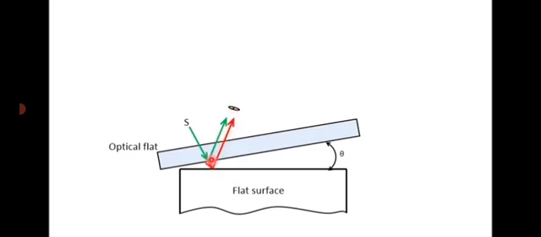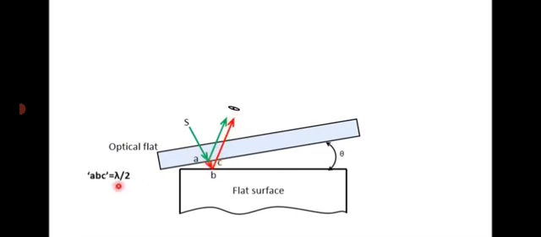Now the distance traveled by this component of the ray and by this component are different. What is the difference between these distances? This is equal to ABC. The two distances from here to here and from C to here are equal, so the extra distance traveled by this part of the ray is ABC.